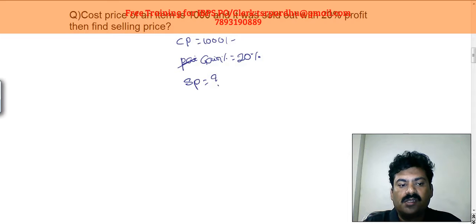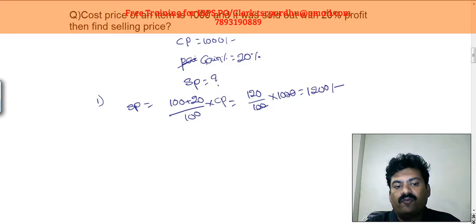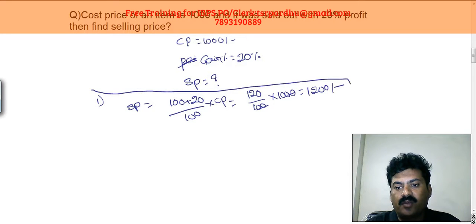We can follow two ways. First one, we can make use of the formula. By using the formula, we can complete the calculation like this. The selling price is equal to (100 plus gain percentage) by 100 into cost price. Now 120 by 100 into our cost price, 1000, is equal to 1200.